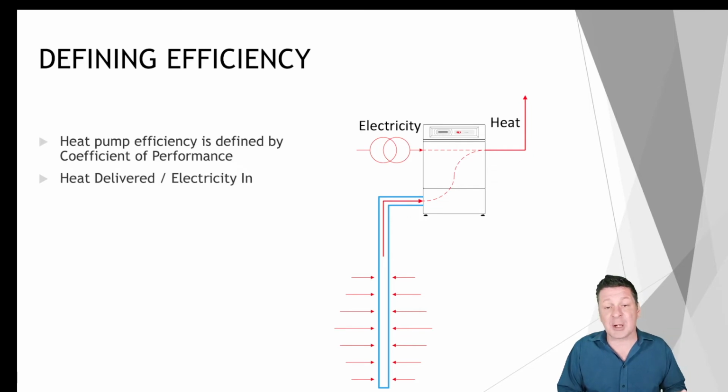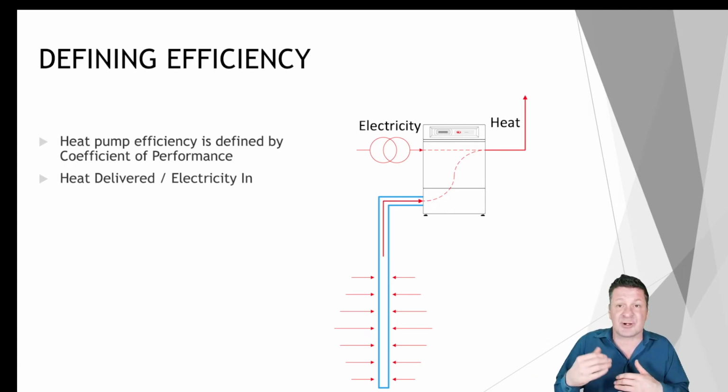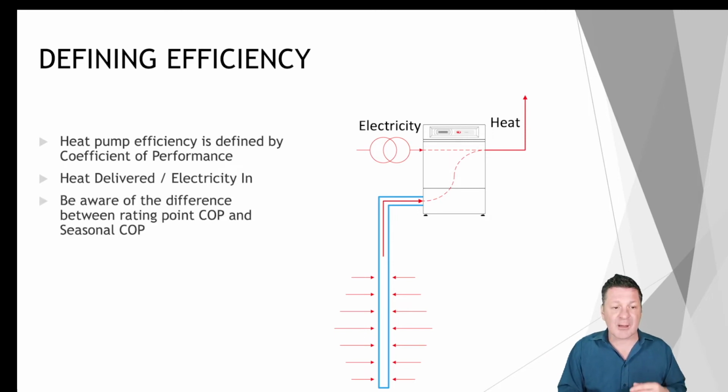And it could be a number between 1, which is 1 unit of electricity in and 1 unit of heat out, so that would be, for example, a direct electric heater, right the way up to 4, 5 and 6 units of heat delivered for every unit of electricity consumed. I'm going to talk about typical numbers in ranges in just a second. Be aware of the difference, however, between a rating point coefficient of performance and a seasonal coefficient of performance.